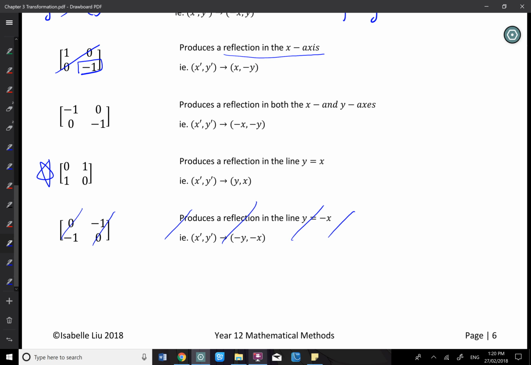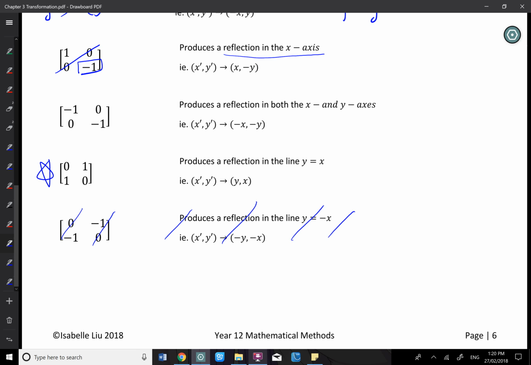Produce a reflection in the line y equals x. Have a think. What kind of graph is that? If you have an original graph and you reflect that in the line y equals x, what's that graph called? Inverse. So you're going to have an inverse if you do that.